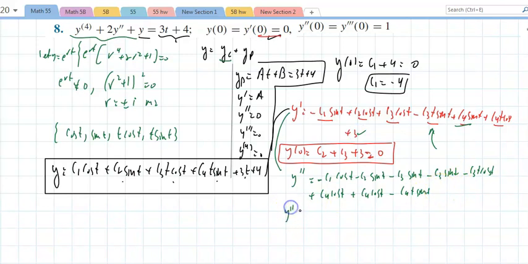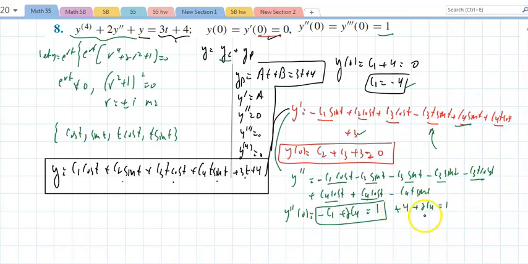If I take y double prime of 0, I'll get negative c sub 1, plus c sub 4, plus another c sub 4, and that equals 1. Except I know what c sub 1 is. So negative c sub 1 is positive 4, plus 2 c sub 4 equals 1. That means 2 c sub 4 is negative 3. C sub 4 is negative 3 halves.